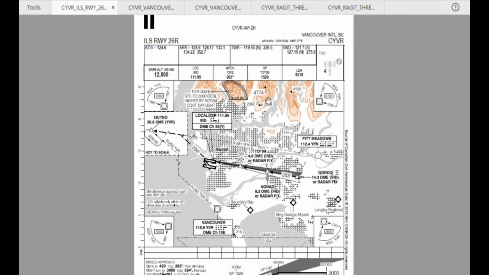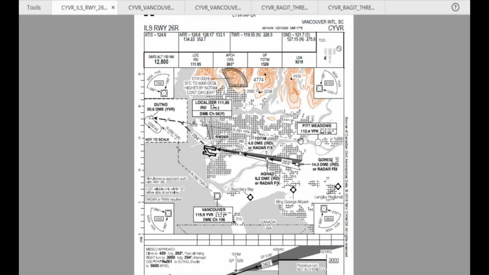We also see the altitudes of the various peaks. So for example, this peak right here is 4,774 feet. So if you're flying in this area, you just need to be cautious of the various peaks that are in the area. We can also see here, once again, the localizer frequency, 111.95, the localizer identifier, India Romeo Delta, and the Morse code for the localizer, which is right there. We also see the DME channel, 56 Yankee.